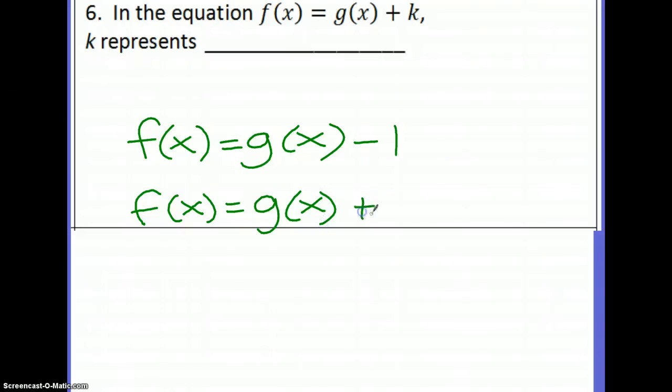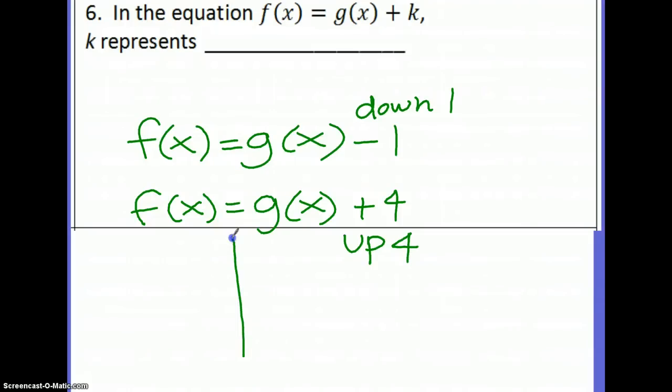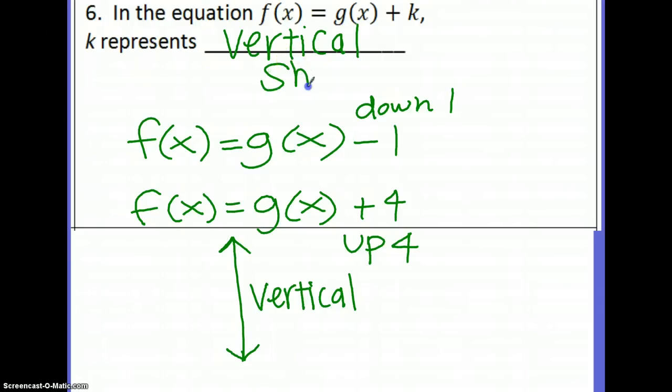g(x) plus 4. So what the top one means is to get f, you have to go down 1 from g. Or the bottom one means to get f, you have to go up 4 from g. So what that k number means is it tells you how much up or down. Anything up and down, we call that vertical. And we're shifting the line up or down, so k represents vertical shift.